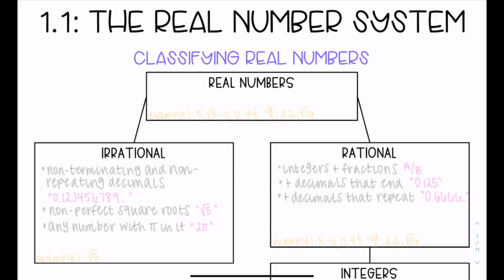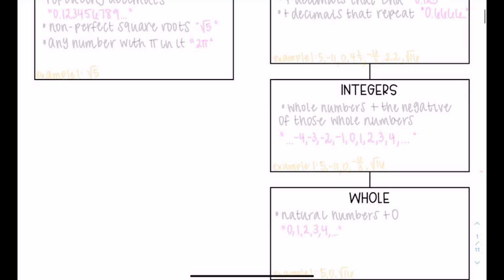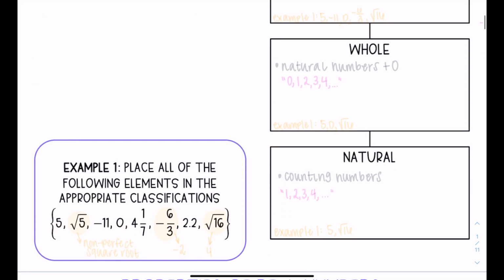In section 1.1, we talk about the real number system. And so how do we classify real numbers? So let's start at the bottom of this chart. We're going to start with natural numbers. These are the numbers that we learn as a kid. These are the counting numbers. So that's like 1, 2, 3, 4, 5, keeps going on up.